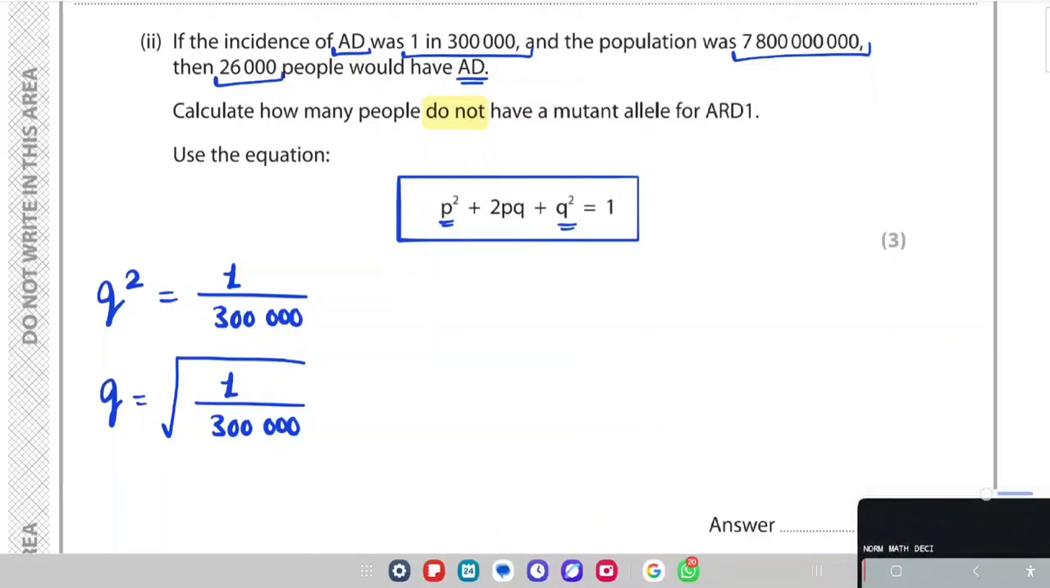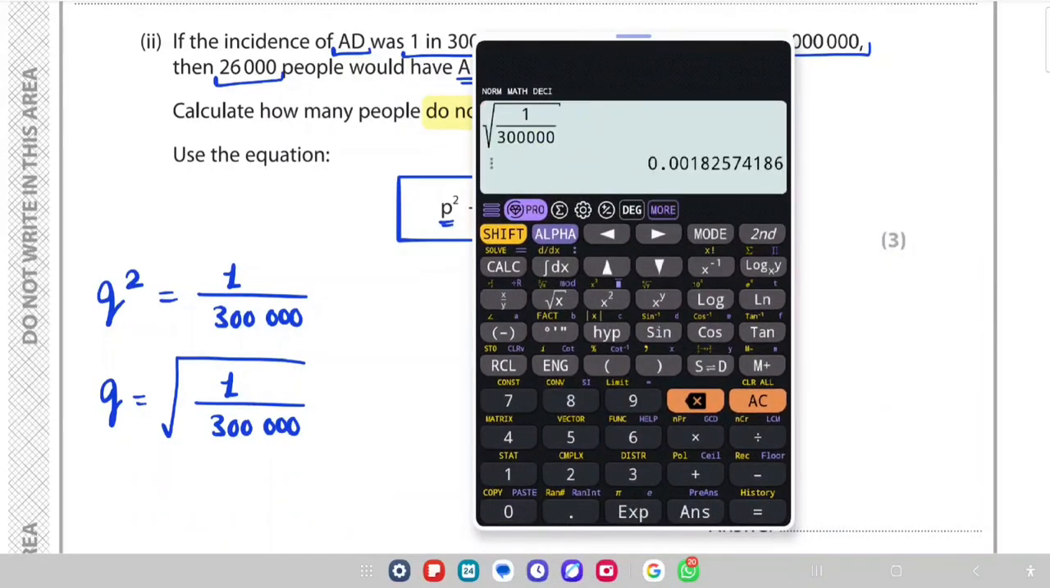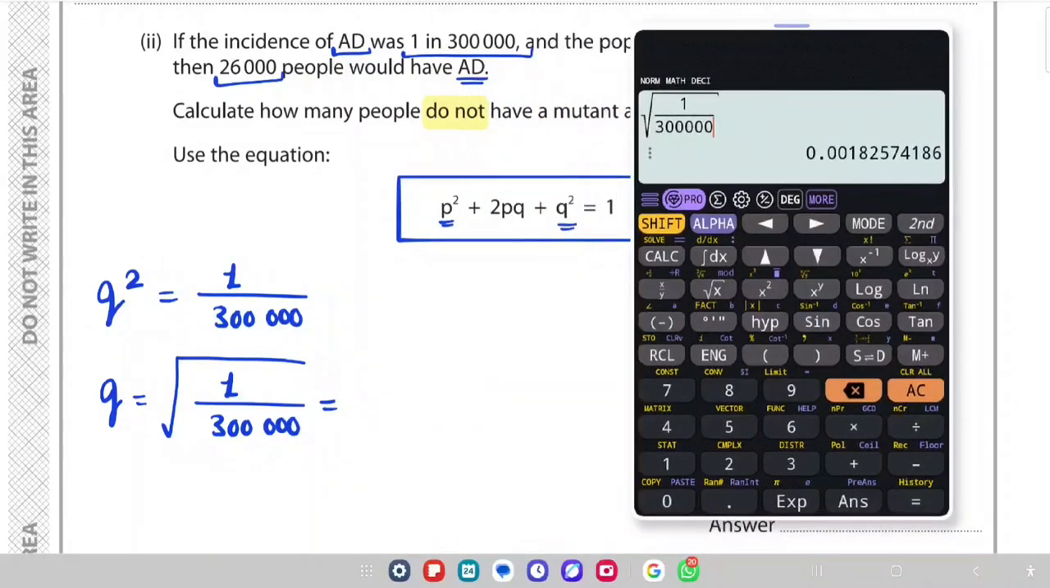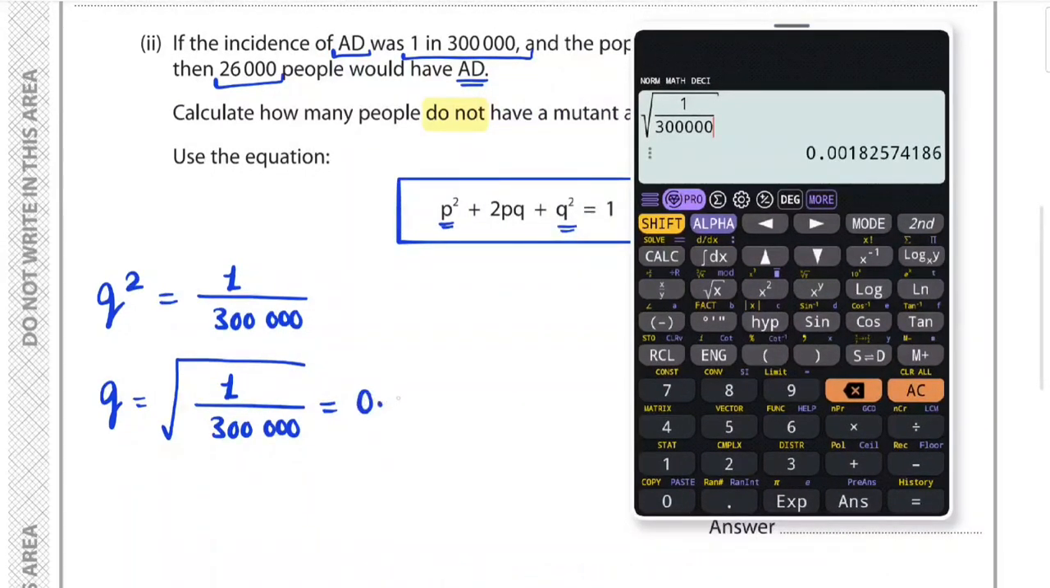which using the calculator will be this value, 0.0018. You can add other decimals since this is not my final answer, for more accuracy in the final result.